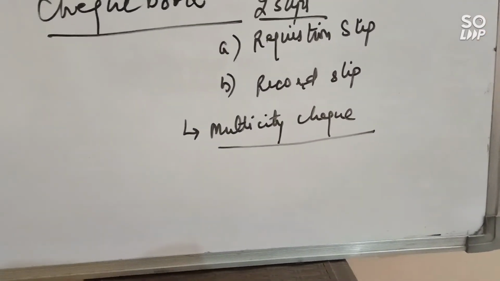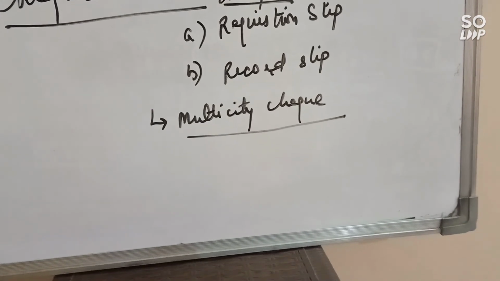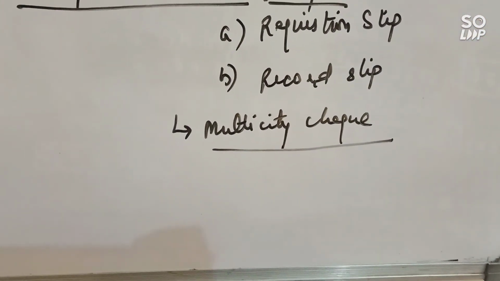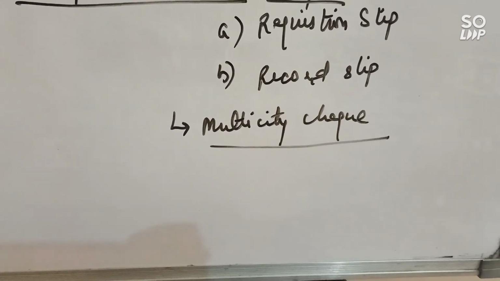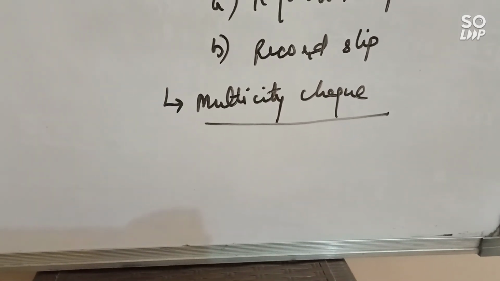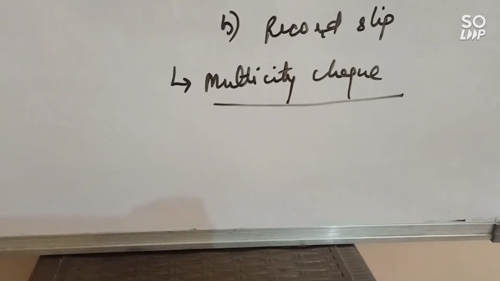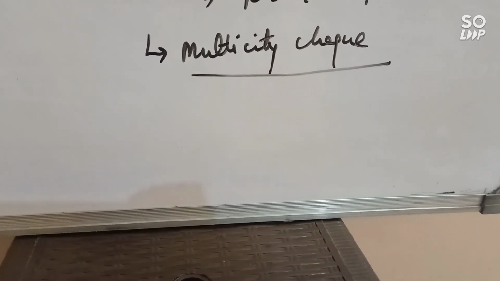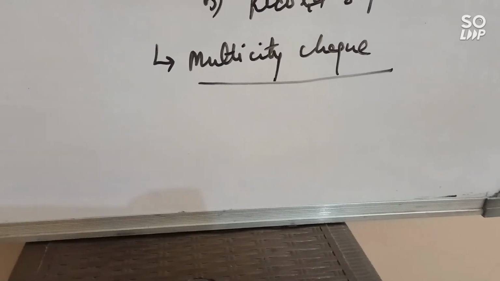Next we have a multi-city check. These are normal checks, but they contain a sentence like multi-city checks payable at all branches of the bank. It means we can use this check to draw money from any branch. There is nothing mentioned on which branch it is drawn. We can get the amount from that particular bank. We can encash this check at any branch of the bank concerned without incurring any kind of cost. Clear?